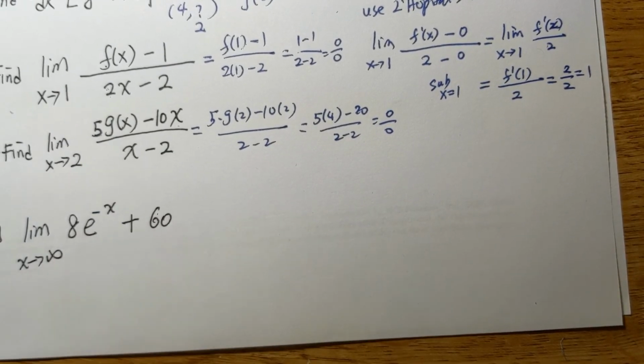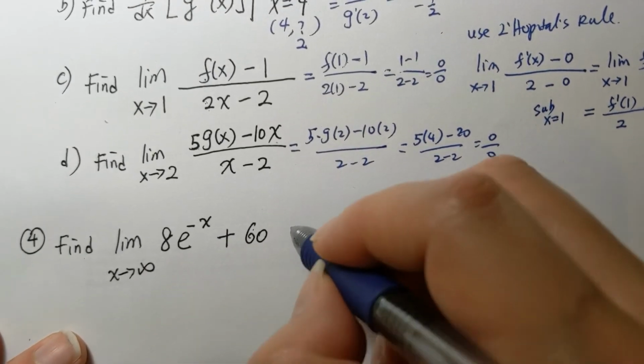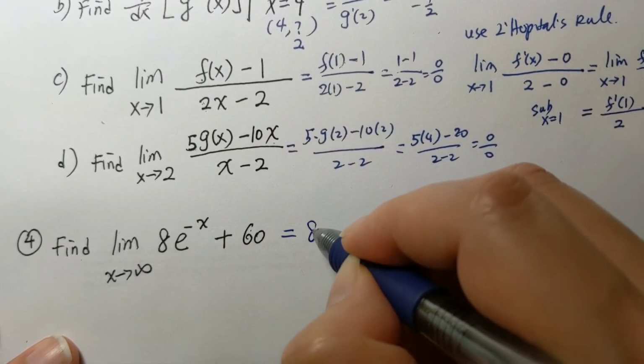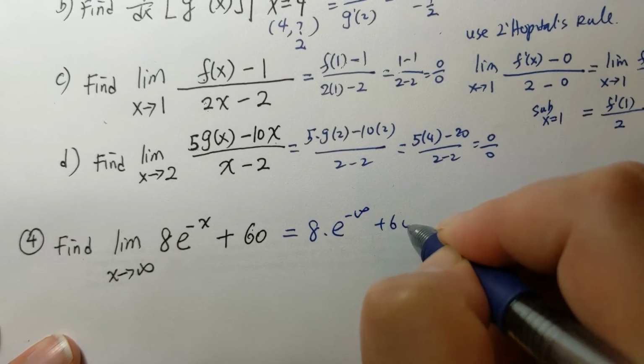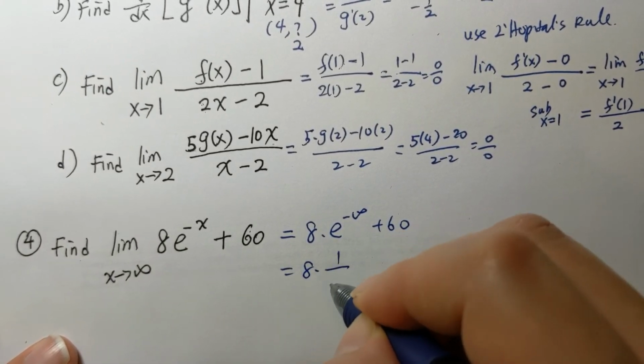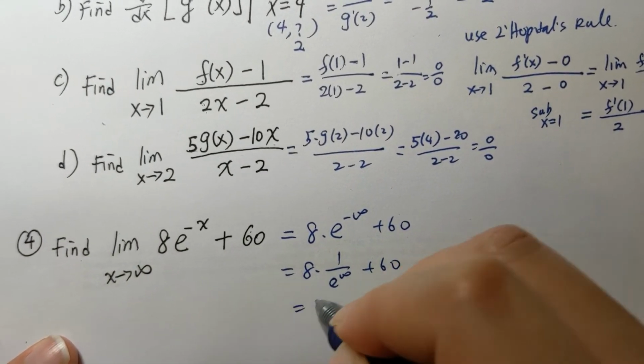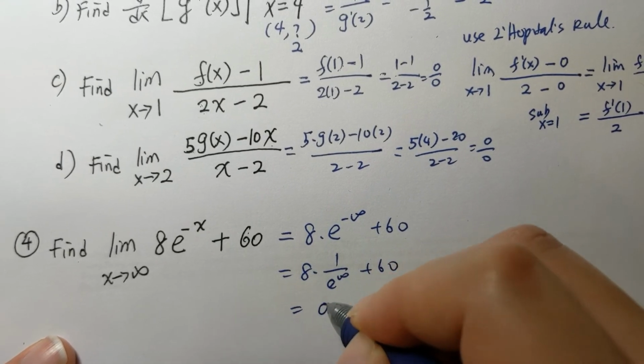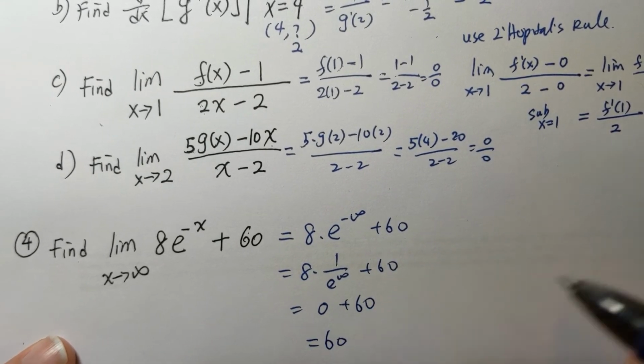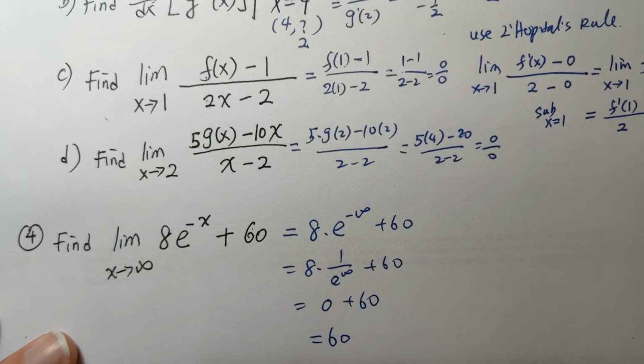So now let's take a look at number 4. We had done a similar question before. The first thing you do is substitution. So a times e to the negative infinity plus 60. And then you found out this becomes 1 over e to the infinity plus 60. 1 divided by a huge number is 0, so you get 0 plus 60 equal to 60. So we finished number 4.